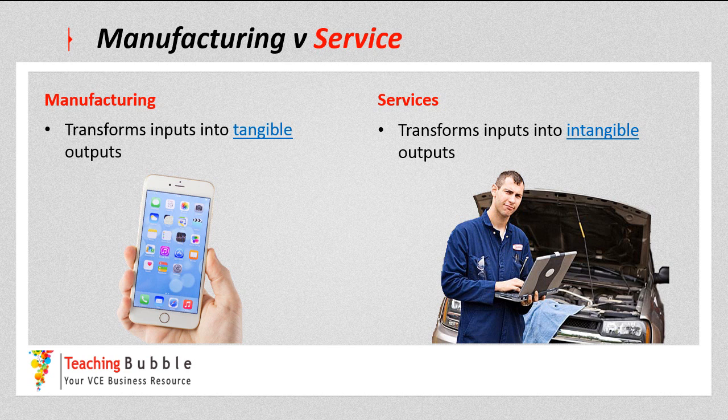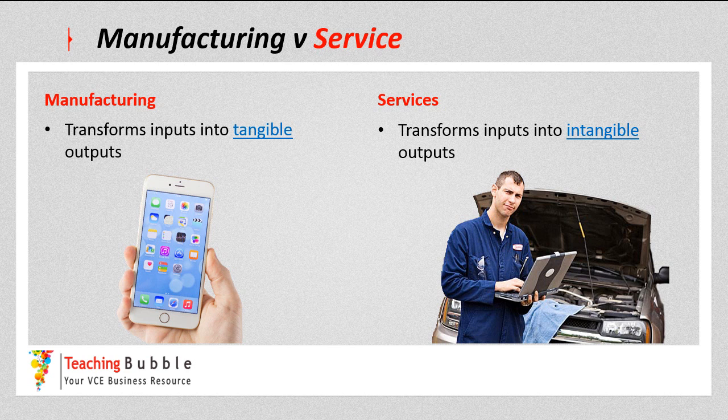First of all, manufacturing transforms inputs into tangible outputs. Now, inputs are the resources and outputs is the final product. So I'm just trying to use some business management language there, but the transformation of tangible outputs means we can touch that actual good. So I've got an iPhone there where you can physically touch that. And a service transforms inputs into intangible outputs, so something we can't touch.